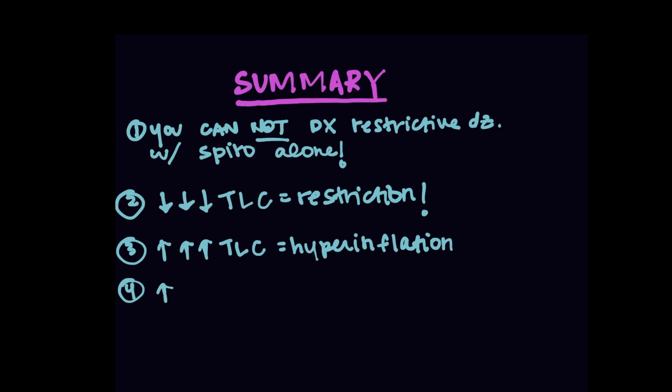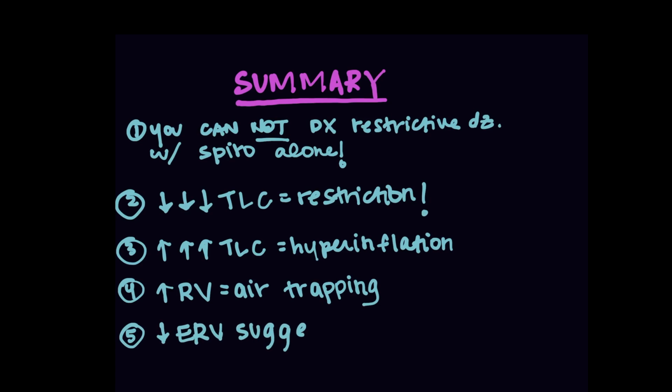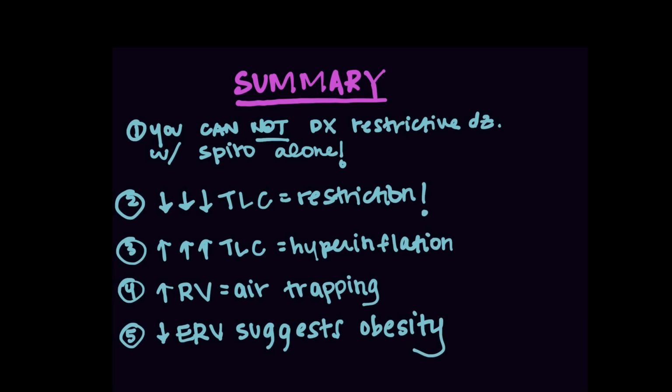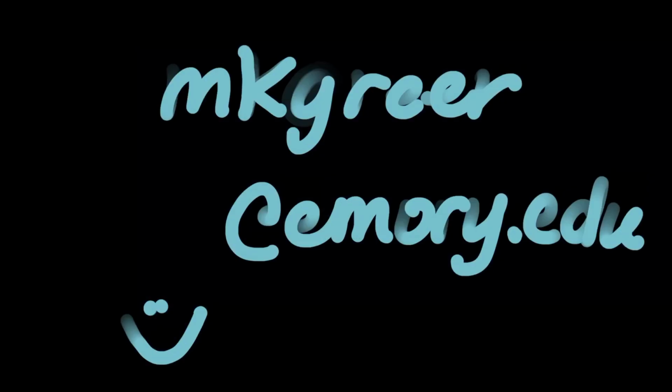Number four, if you have an increase in your residual volume, your RV, then that is indicative of air trapping. It's trapped air you can't get out. And lastly, if you have a decrease in your ERV, this suggests obesity. So check the patient's BMI, and that may be where their restrictive lung disease is coming from. So that's all I have for lung volumes. I hope you found that helpful and comprehensive.